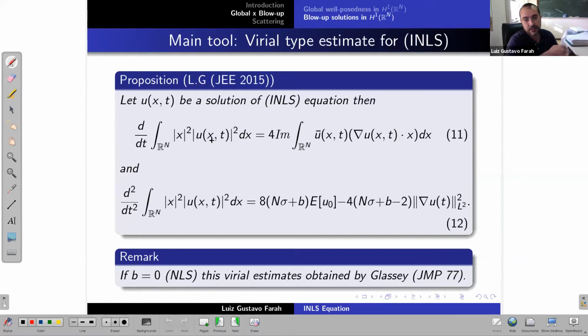It's very nice, right? And these relations show that very easily you can use this to show that if you have, for example, negative energy, then you have blow up in finite time. Because you can see from 12, if you have negative energy, then the second derivative is strictly negative. If it's strictly negative, you integrate two times in time, and then you get a contradiction if your solution is global. So that's very standard. Very good.